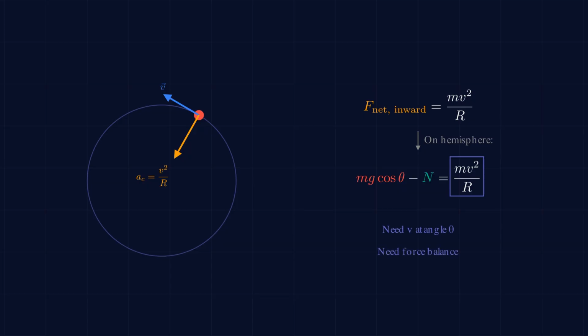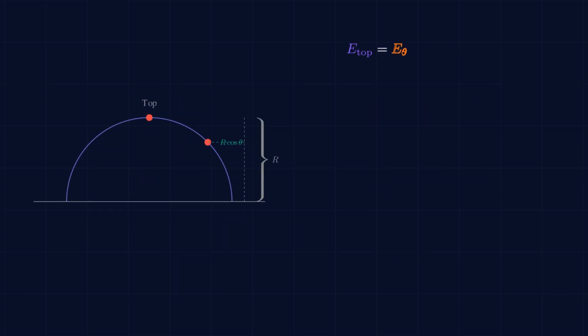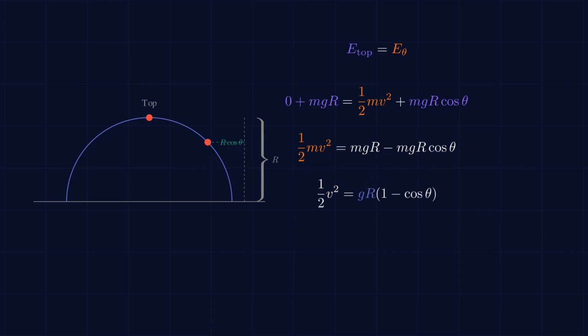Let's find the speed using energy conservation. No friction means no energy loss. At the top, the block has zero kinetic energy and potential energy mgr. At angle theta, the height is r cosine theta, so the potential energy is mgr cosine theta. Set them equal. 1/2 mv squared equals mgr minus mgr cosine theta. The mass cancels from every term. That's a huge clue, the mass doesn't matter. Factor out gr, and we get v squared equals 2gr times 1 minus cosine theta.